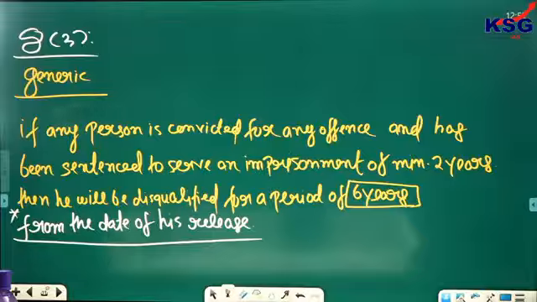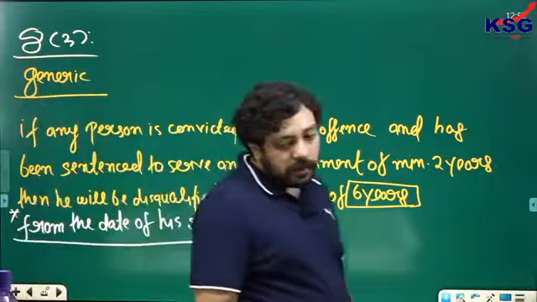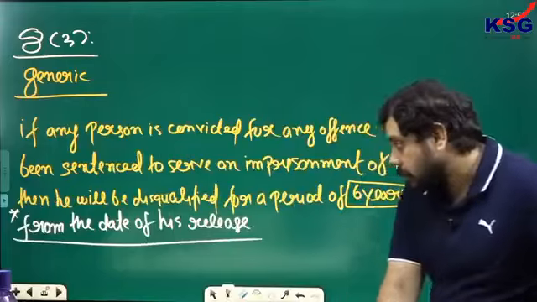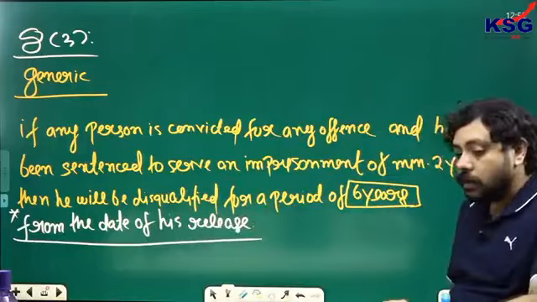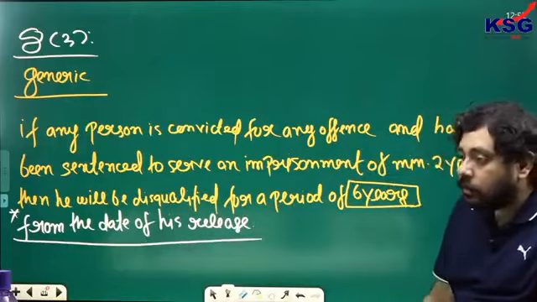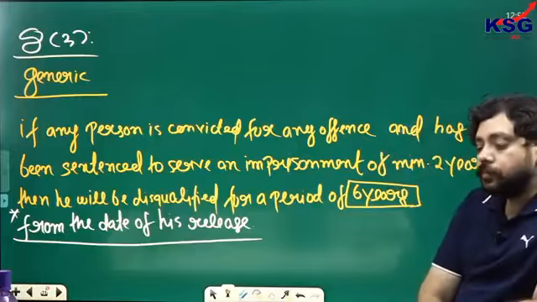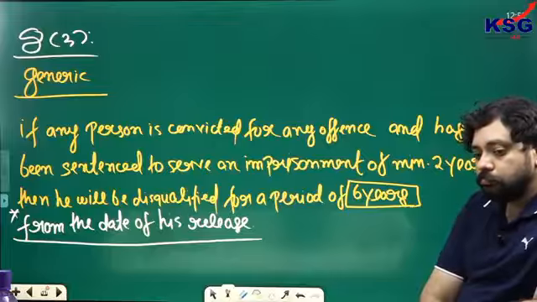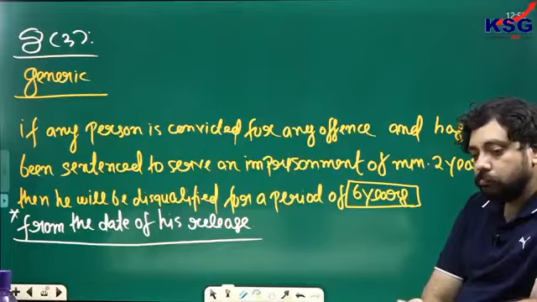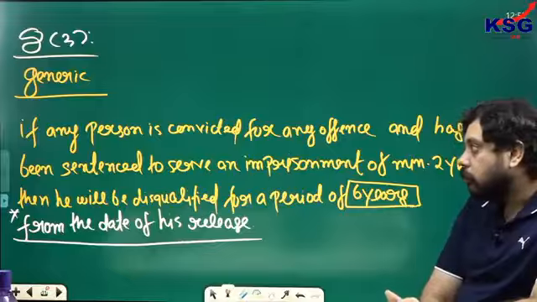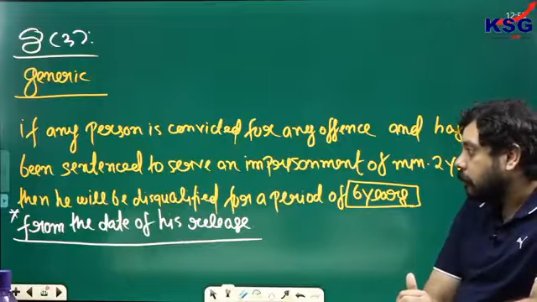If any person is convicted for any offense and has been sentenced to serve an imprisonment of minimum 2 years, then he will be disqualified for a period of 6 years from the date of his release. That's the instrumental part. From the date of his release. Okay, 6 years, not from the date of the conviction or sentence, but from the date of his release. Clear?